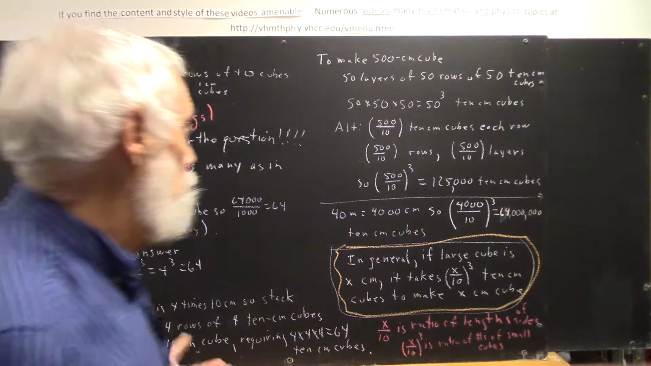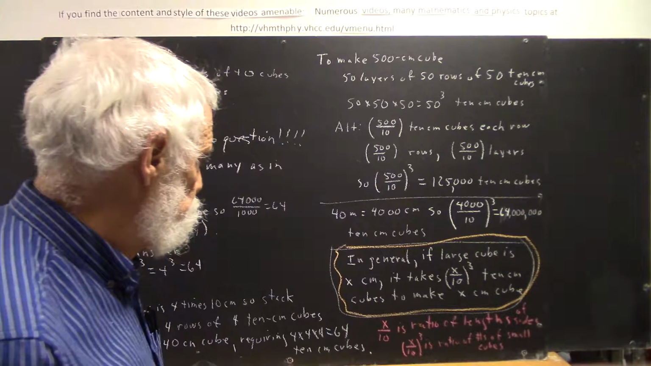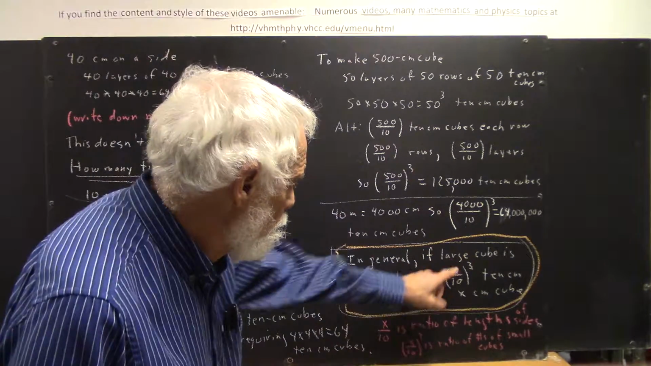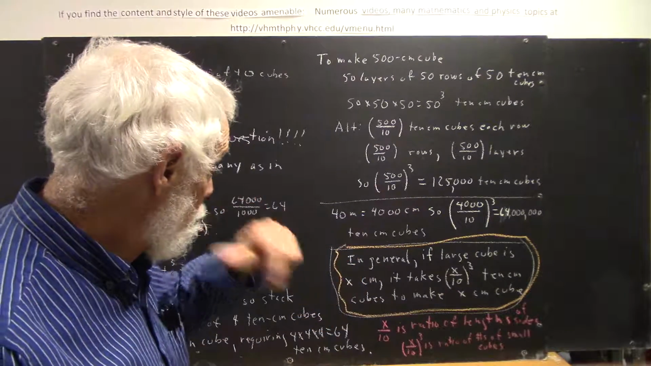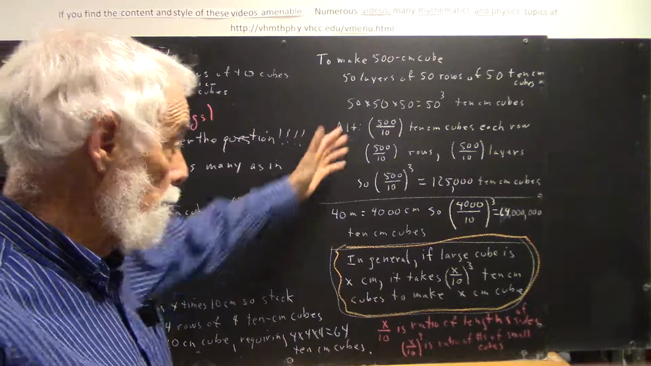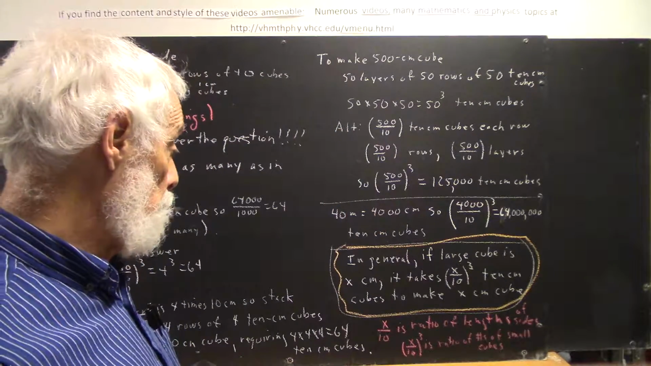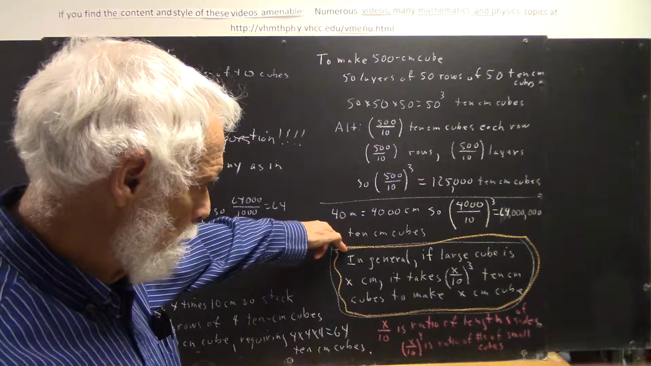Okay. Well, we can generalize this pretty easily now. We see that if our large cube is x centimeters, now there's a caveat here. X would have to be a multiple of 10 in order to really apply this reasoning in all its detail, but we can kind of extend that reasoning. We'll talk about that a little bit.